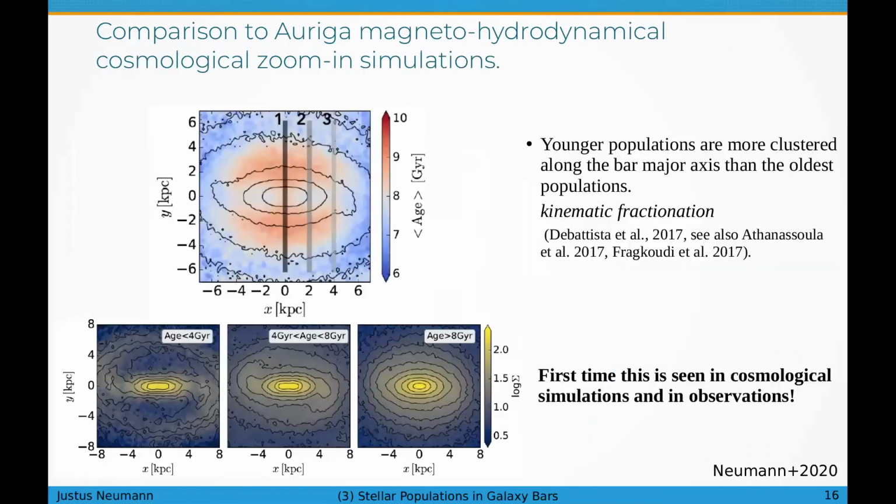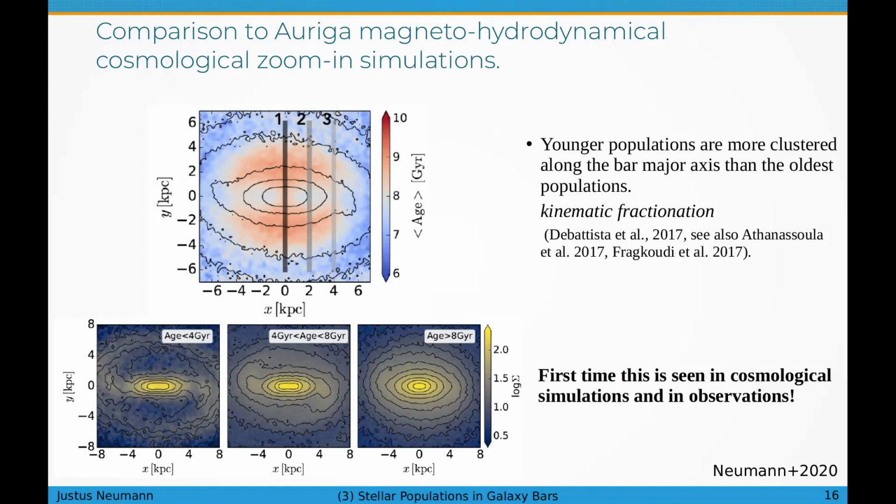So we compared this very interesting result to MHD cosmological zoom-in simulations, the Auriga simulations. And I want to show you for one galaxy of these simulations an example where we find something very, very similar. On the top, you see an age map for one of the bars. You can see the contours, which clearly show the bar here horizontally. And you can see that clearly younger ages are close to the bar major axis again. Then if you go towards the top and the bottom of this map, you see older ages towards the outer parts of the bar, from the width of the bar.